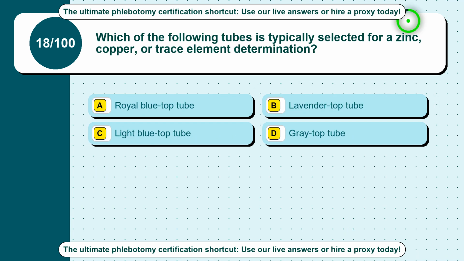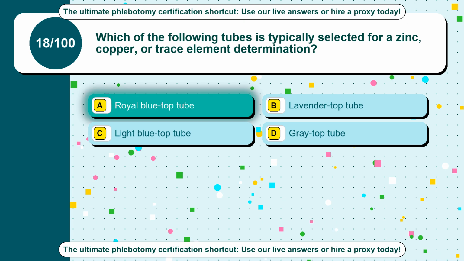Question 18. Which of the following tubes is typically selected for a zinc, copper, or trace element determination? Option A. Royal blue top tube. Option B. Lavender top tube. Option C. Light blue top tube. Option D. Grey top tube. The correct answer is option A.